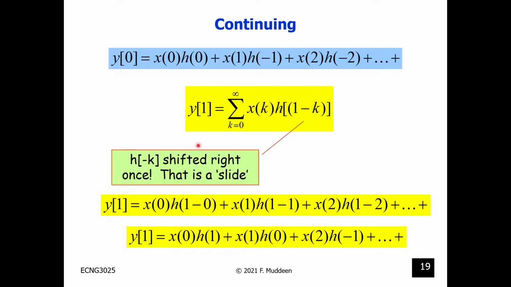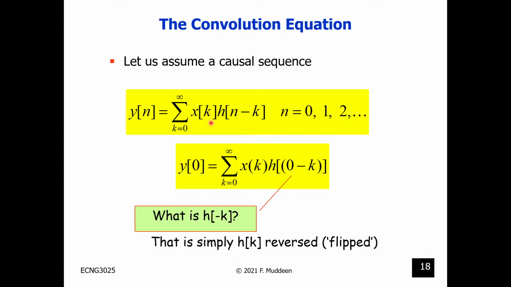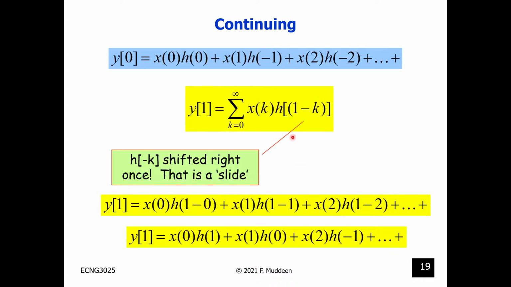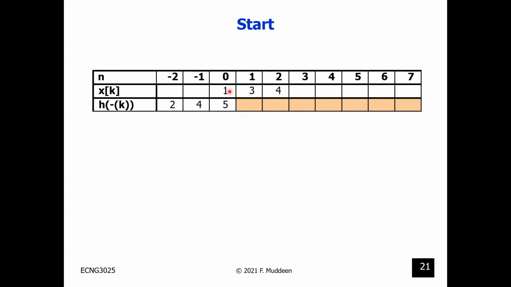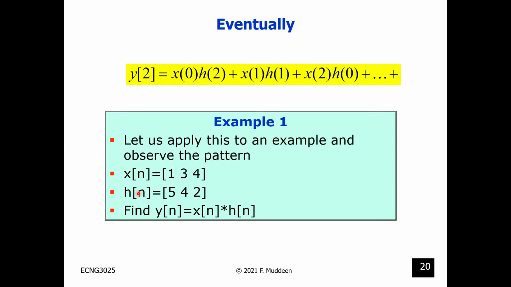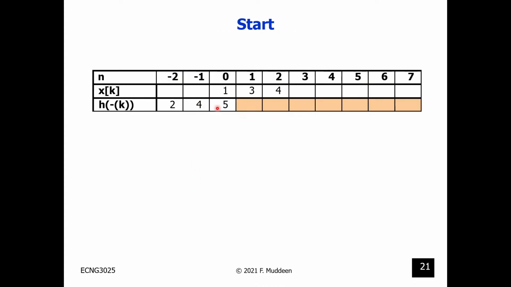Now, remember that the convolution sum that we just saw here was x of k and h of n minus k. And because it's h of n minus k, this means that the h of n signal was originally flipped or reversed accordingly. So we have our x of n signal here being 1, 3, and 4, which we represent here. Our h of n signal, because it's going to be h of n minus k, is going to be flipped accordingly. So instead of being 5, 4, and 2, it's now going to be 2, 4, and 5, because we need to represent this minus k as such.